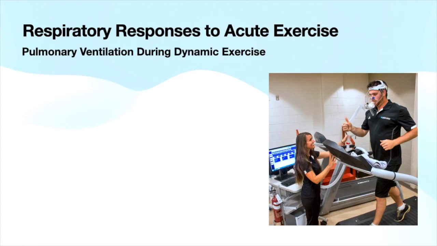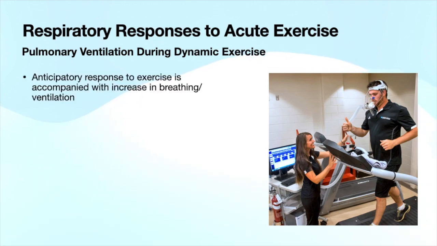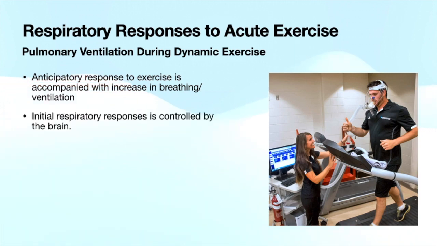Now, we'll be specifically looking at pulmonary ventilation during dynamic exercise. When our body anticipates that exercise will occur, it will increase the breathing rate of an individual as an anticipatory response. This initial respiratory response is controlled by our brain.